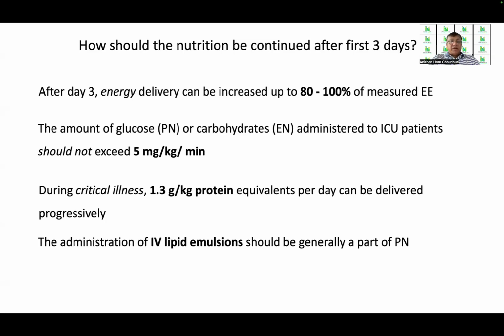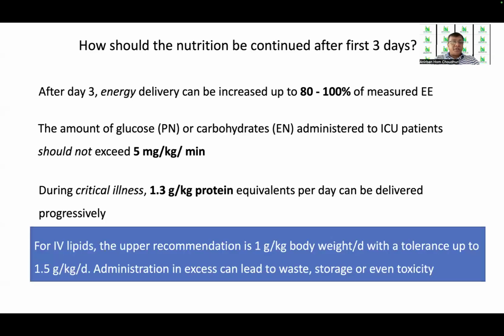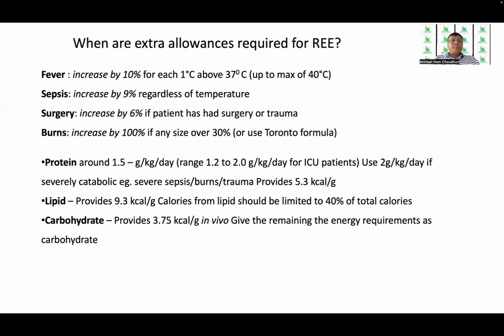The administration of intravenous lipid emulsions is also a part of the parenteral nutrition. For IV lipids, the upper recommendation is 1 gram per kg body weight per day, up to a tolerance of 1.5 grams per kg per day. If you administer in excess, it can lead to wastage or storage or even toxicity within the body. So this is discouraged. What are the other extra allowances which are required for resting energy expenditure?